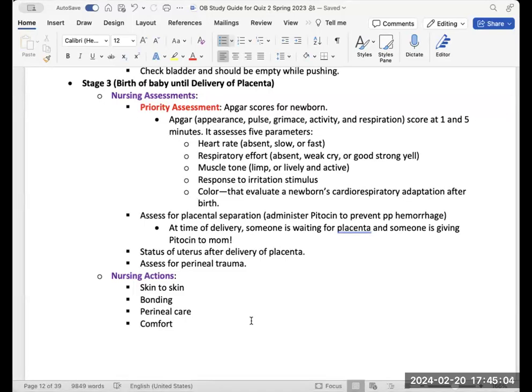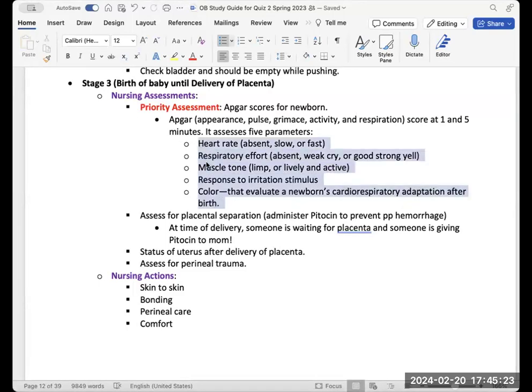It assesses heart rate, whether it's absent, slow, or fast. Respiratory rate: absent, weak cry, or a good strong yell. Muscle tone: is it limp or lively and active? Response to irritating stimuli. Color, right? It evaluates the cardiorespiratory adaptation after birth.